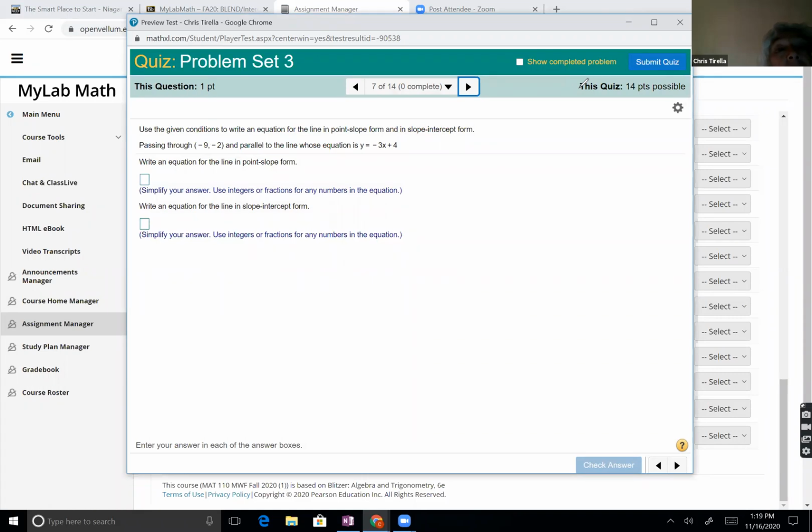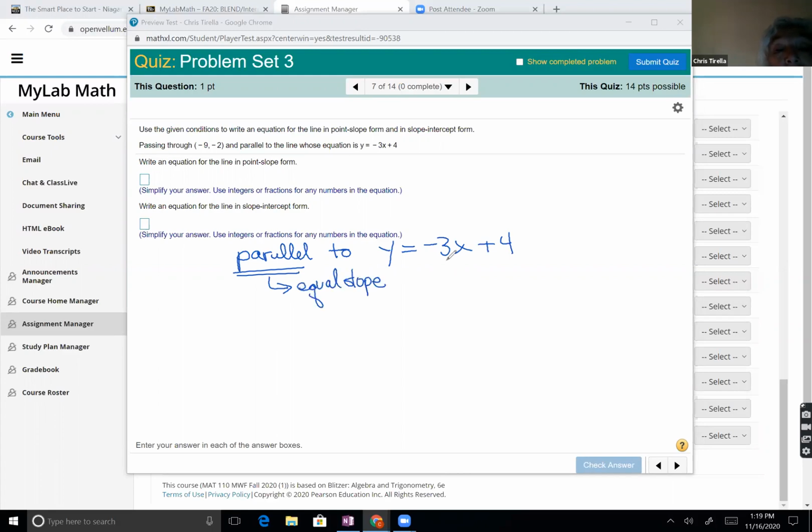The next question asks you to write the equation of a line in point slope form and slope intercept form, passing through a point parallel. Now I have to tell you guys in the other section, the test gave me not parallel but perpendicular. So here, let's first look at parallel. And if it's parallel to y equals negative 3x plus 4, we have to remember that parallel means we have an equal slope. To find the slope, we want to solve for y. The x coefficient is the slope, so the slope is -3.